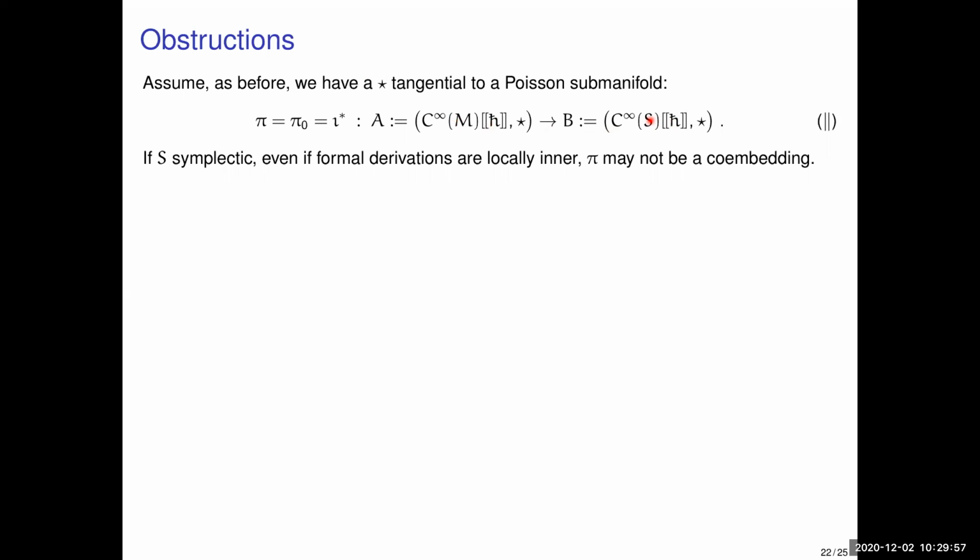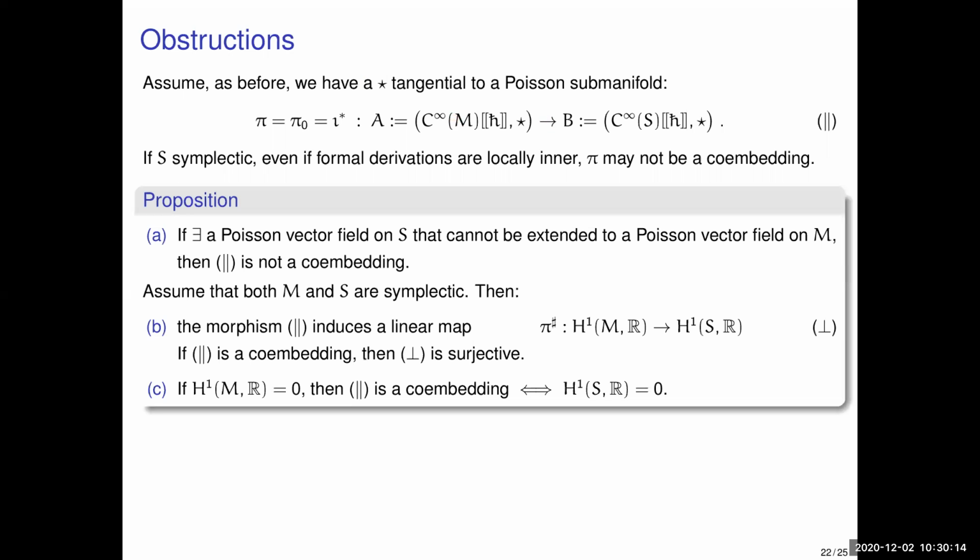At least in the case when S is symplectic, it is not true that every derivation is inner, but it is almost true. At least locally, they are inner derivations. So one could think that every such quotient map is a co-embedding. This is not true, and a counterexample can be constructed using this proposition. The first claim is that in the Poisson case, if there exists a Poisson vector field on S that cannot be extended to a Poisson vector field on M, then this map is not a co-embedding, is not surjective on derivations. Of course, if you have a Poisson vector field on S, you can extend it to a vector field on M because it's a closed submanifold, but this maybe will not be Poisson. You want to find an extension that is still Poisson.